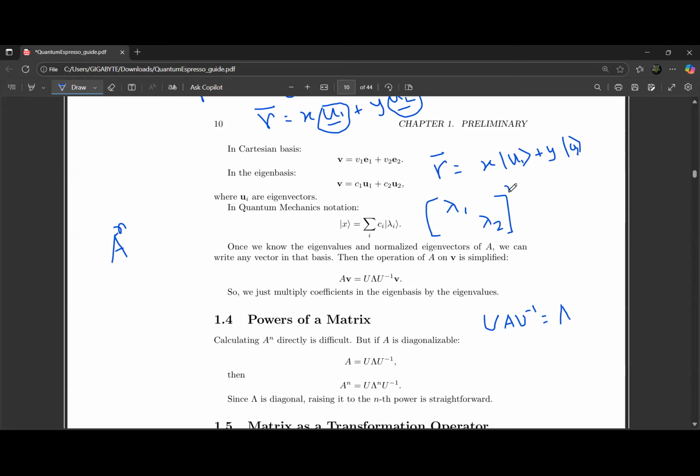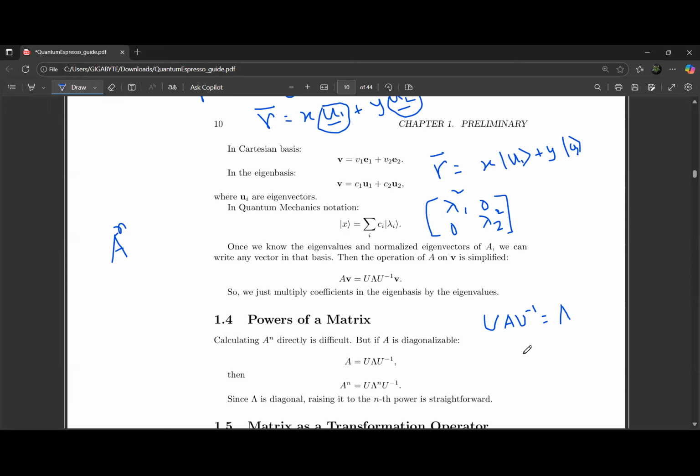if we have the power of 2, we will get lambda 1 square. Actually, it's going out of my screen. Okay, I'm actually writing here on this. Let's say we will have lambda 1 square and lambda 2 square this way. Now, using this idea, you can actually calculate the power of matrix.